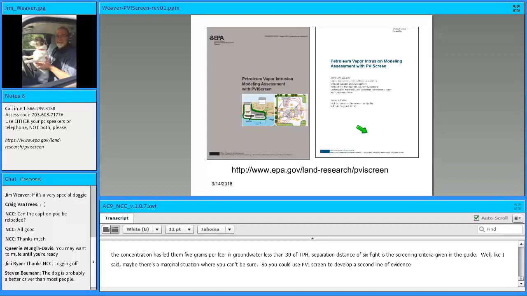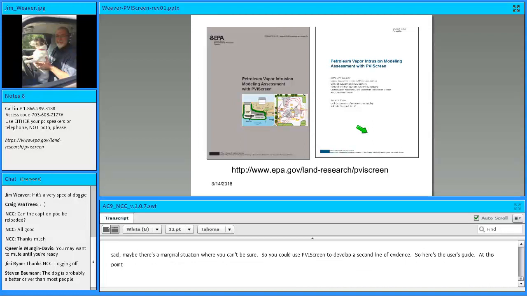Okay, so here's the user's guide. At this point, let me acknowledge my co-author, Robin Davis, who's now retired from the state of Utah. She helped in generating case studies and with putting together the field data that we represent in the user's guide. This is downloadable from the web link that's given here and is also in this side box. And we will go to that link later on when I start the live demo.